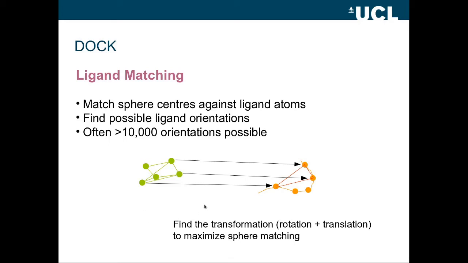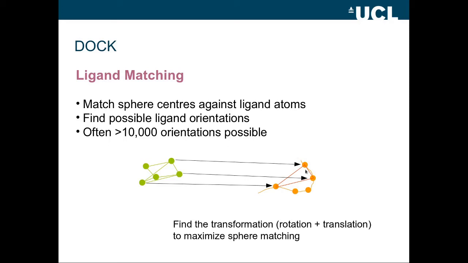So what we're trying to do then is find a transformation, a rotation and a translation in 3 dimensions, so 6 degrees of freedom, which will maximize the matching of spheres. In other words, matching of atoms within our ligand with where those sphere centers were in the protein's pocket.